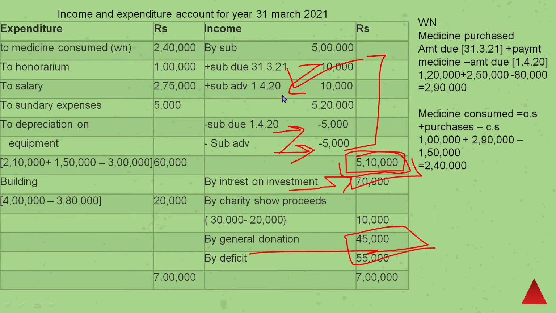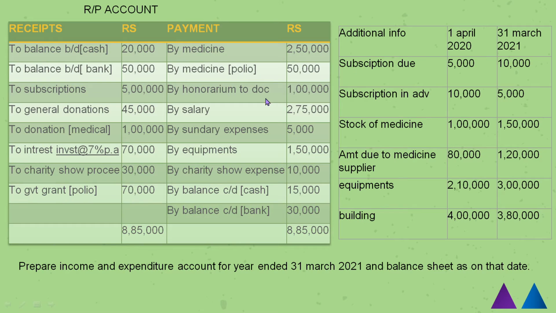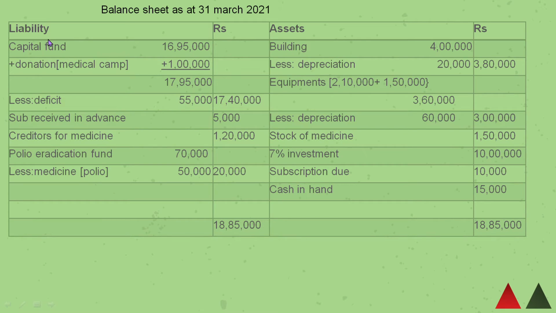So after calculating all the income and all the expenses, we got to know that expenses are a little more than income and we have a deficit. So we had a deficit of 55,000 in this case. Now see, we have the closing capital fund and opening capital fund, and we have the deficit. So now we are going to prepare the balance sheet at the end.